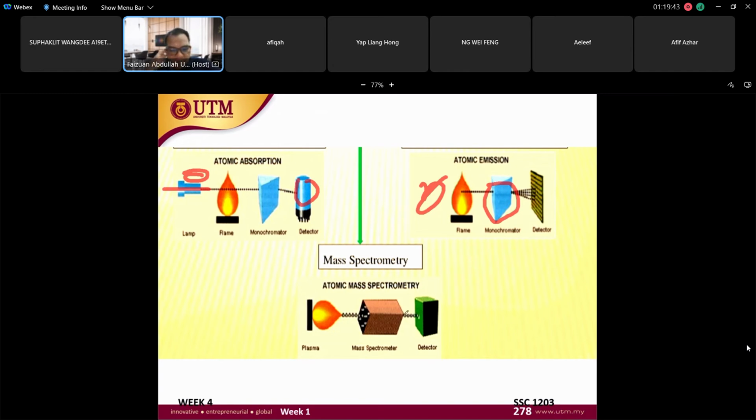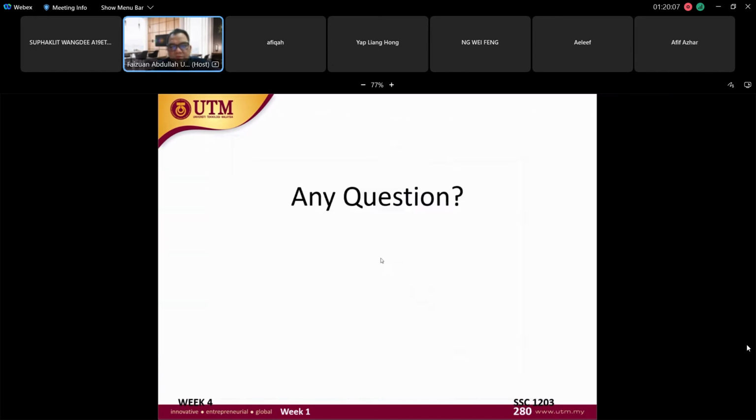But for MS, mass spectrometry, the measurement is in mass to charge ratio for every element, not in radiation absorption or emission like both AAS and AES. For MS, it's based on mass to charge ratio. That's why it's much more expensive, right?